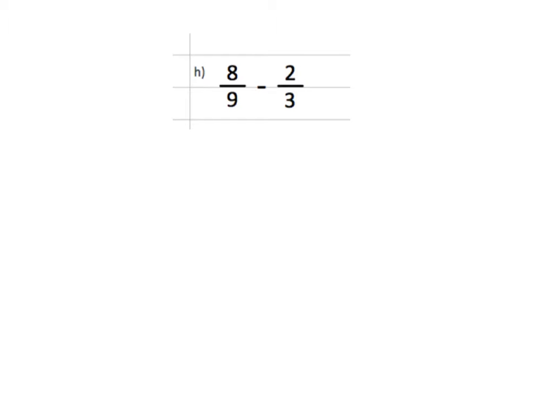8/9 minus 2/3. We're going to do 3 steps. First, common denominator between 9 and 3 is going to be a 9. So 8/9 can just come down. That's already in common denominator. 3 times 3 gives us 9. So 2 times 3 gives us 6. Step 1 is done.